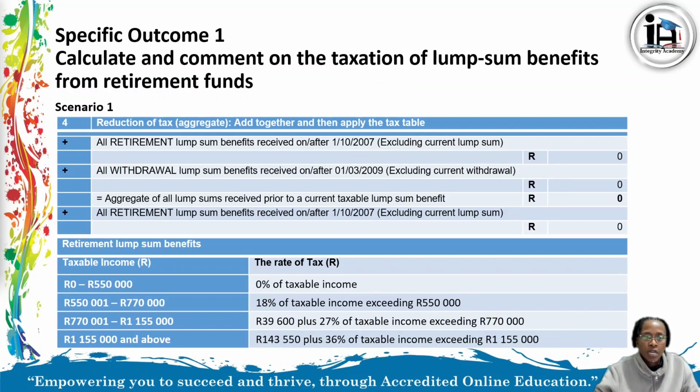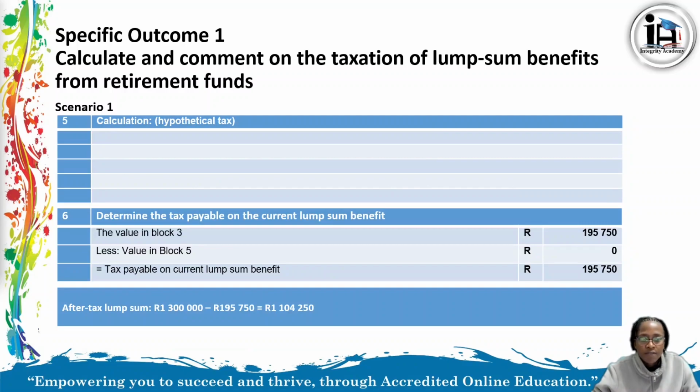And then number 4, reduction of tax aggregate. That is where we add together and then apply the table. We add all retirement lump sum benefits received on or after 1st of October. We don't have the figure, 0. And then we add all withdrawal lump sum benefits received on or after, which is also 0. And then our aggregate of all lump sums received to a current taxable lump sum benefit is 0. All retirement lump sum benefits received on or after 1st of October, excluding, it's also 0. Then we use the retirement lump sum benefits tax table there. Number 5, we don't have the figure there.